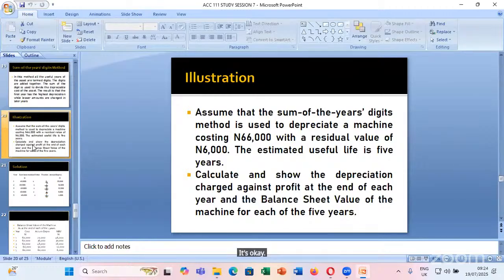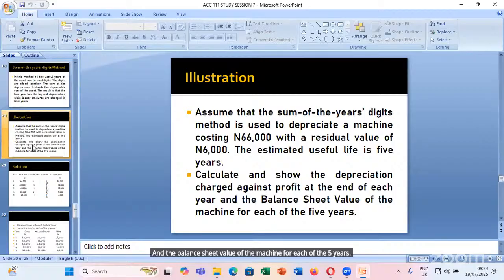Let's look at an illustration for the sum of the digits now. Assume that the sum of the year digits method is used to depreciate a machine costing 66,000 with a residual value of 6,000. The estimated useful life is 5 years. Calculate and show the depreciation charged against profits at the end of each year and the balance sheet value of the machine for each of the 5 years.